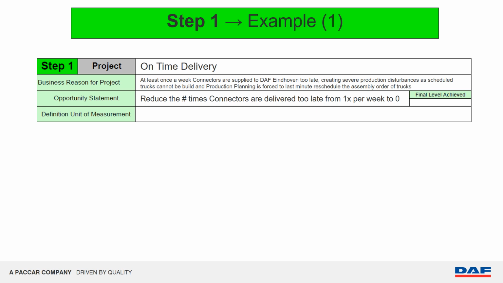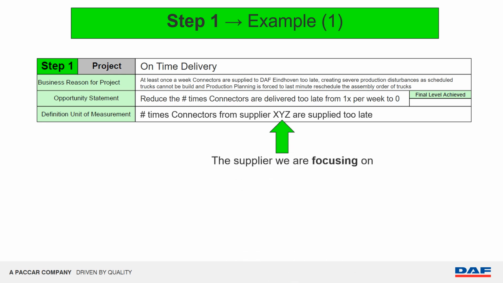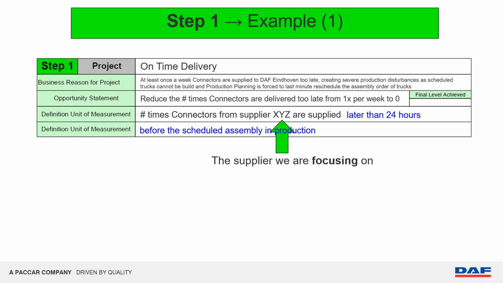The definition unit of measurement. The number of times connectors from supplier XYZ are supplied too late. We scope the project down by adding the supplier number. Our investigation only focuses on connectors delivered by this specific supplier. In this particular case, it's wise to mention what will count as too late or what is considered to be on time. We define that too late is later than 24 hours before the scheduled assembly in production. So we add this to our definition unit of measurement.